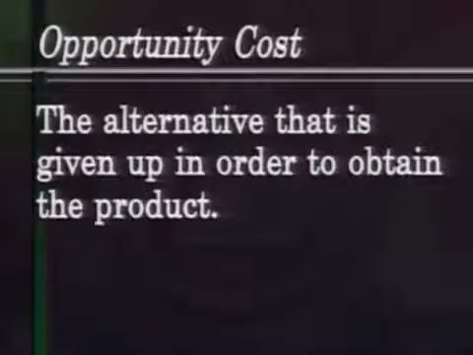The opportunity cost of a product is the alternative that is given up in order to obtain the product. So in this diagram, we measure the opportunity cost of food in terms of clothing, and vice versa. The cost of clothing is measured in terms of food. What we have to give up relates to the slope of the production possibilities curve. It's called the marginal rate of transformation.